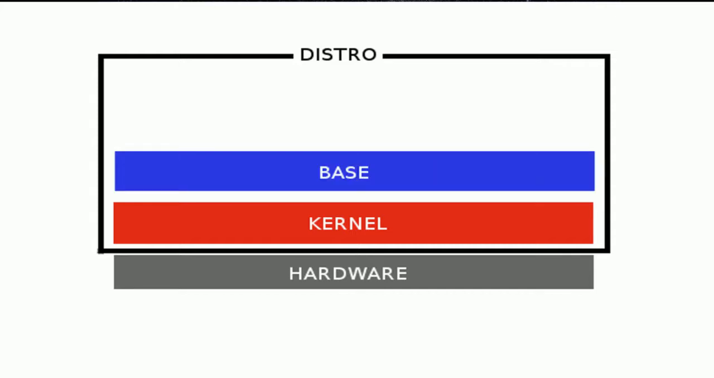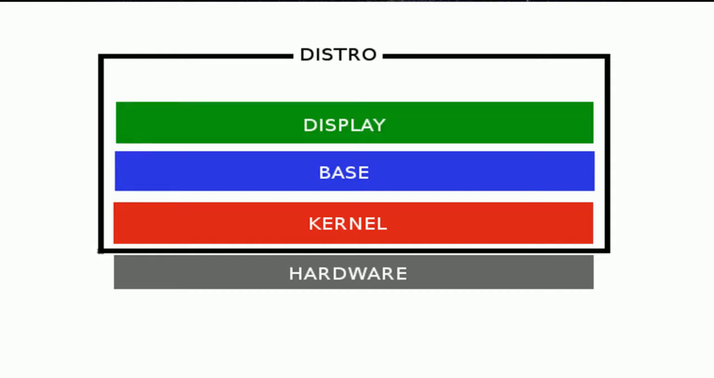On top of the kernel is a base. This might be the beginning of the distribution. Might be Debian, might be Arch, might be Red Hat itself. These are typically bases of Linux that other distributions might be built on top of. Then on top of the base is the display layer. That might be GNOME, might be KDE, might be LXDE, might be XFCE, might be Cinnamon, might be another display layer.